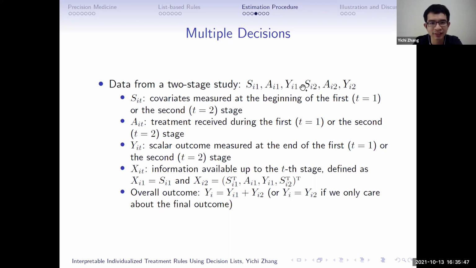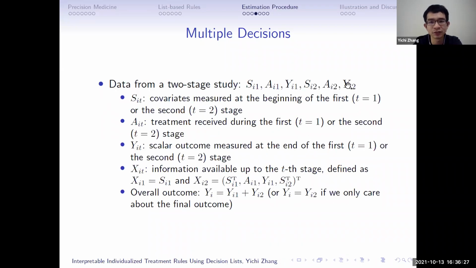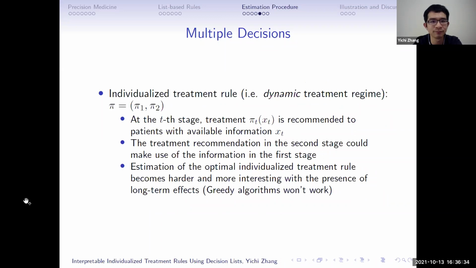And then we will move to the second stage, and we will measure more covariates at the beginning of the second stage, and then we will have the treatment received in the second stage, and we have the outcome after the second stage. The overall outcome can be the sum of the two outcomes, or if we only care about the final outcome, we can set the overall outcome as the final outcome. Now, if we have multiple decisions, then the individualized treatment rule will consist of multiple functions. If we have two stages, then we need to make two decisions: one recommendation for the first stage treatment and the other recommendation for the second stage treatment. So we'll have two functions, pi1 and pi2.